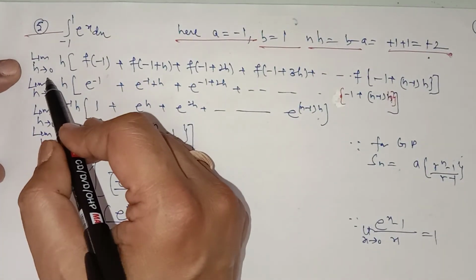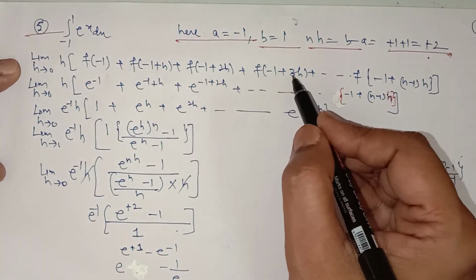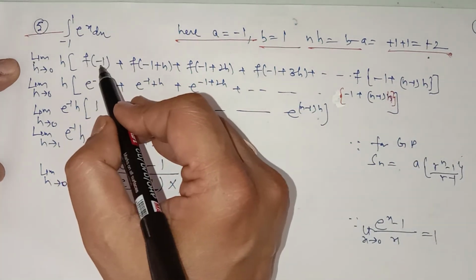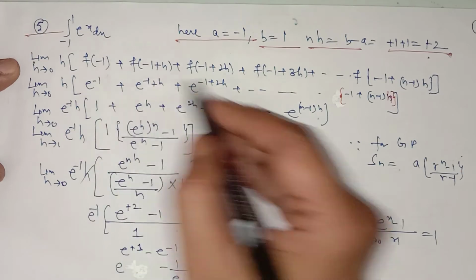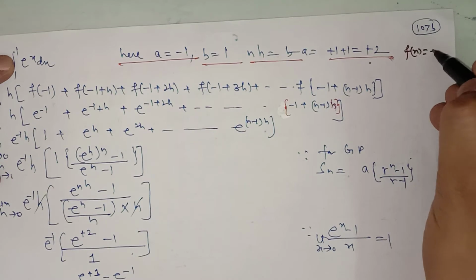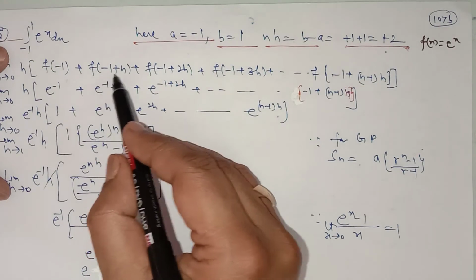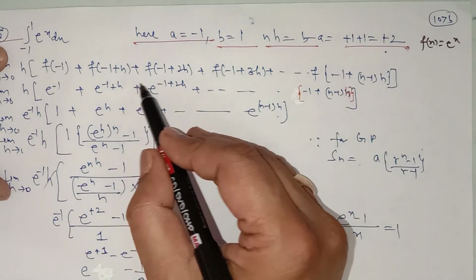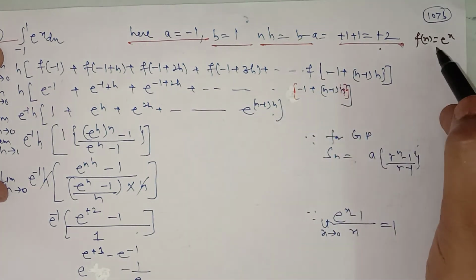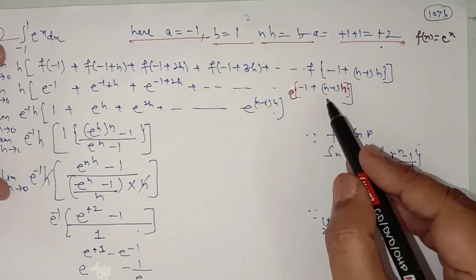So use the formula: limit h goes to 0, h times f(a) plus f(a plus h), f(a plus 2h), f(a plus 3h) up to f(a plus (n minus 1)h), where a is -1. So f(x) is equal to how much? f(x) is equal to e raised to power x. So f(-1) will be e raised to power -1, f(-1 plus h) will be e raised to power -1 plus h, f(-1 plus 2h) will be e raised to power -1 plus 2h, up to e raised to power -1 plus (n minus 1) into h.